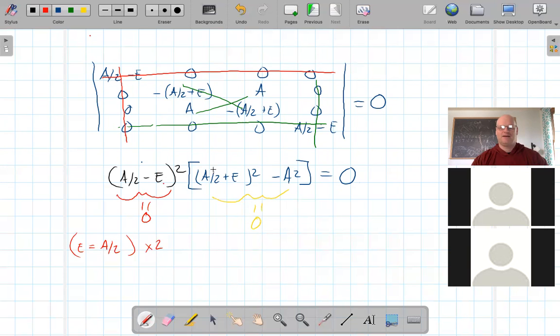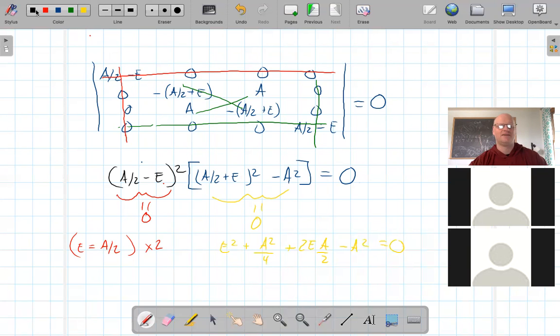Now let's look at this term. This term says that this thing is equal to 0 when all of that is equal to 0. So let's square this out. It becomes e squared plus a squared over 4, plus 2e times a over 2, minus a squared, is equal to 0. Did I do my math right? I think I did. Okay.